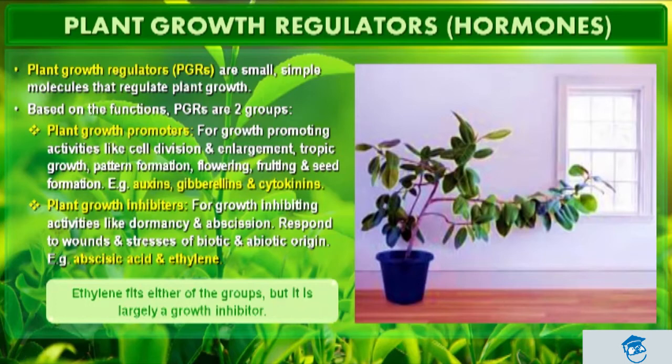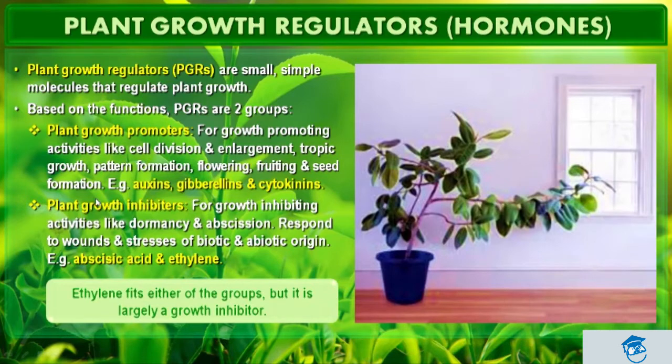Plant growth promoters are for growth promoting activities like cell division, cell enlargement, tropic growth, pattern formation, flowering, fruiting and seed formation; they all come under plant growth promoters. For example, auxin, gibberellin and cytokinin are the examples of plant growth promoters.